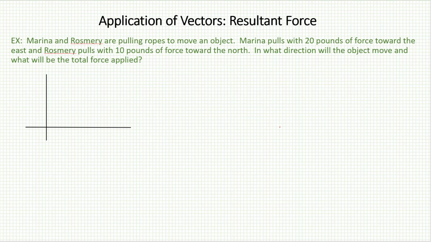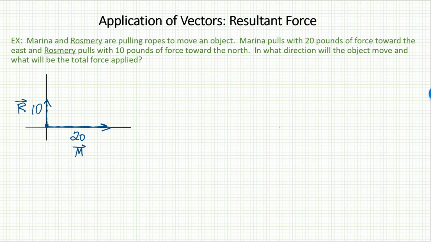We can answer these questions by using vectors. Let me draw on this xy plane the vectors we're talking about. I'll start here at 0, 0, since that seems convenient. Marina's vector moves toward the east and has a length of 20 pounds of force. Rosemary is pulling in a different direction with about half as much force. She's pulling toward the north, it says, with 10 pounds of force. Maybe I'll call this vector vector M for Marina and this vector vector R for Rosemary.